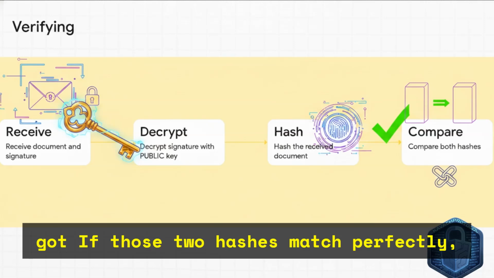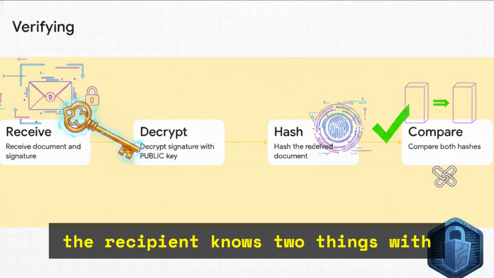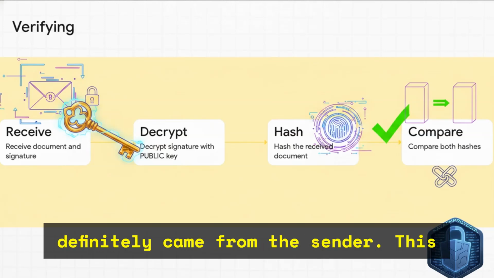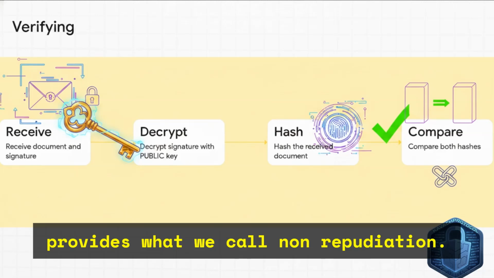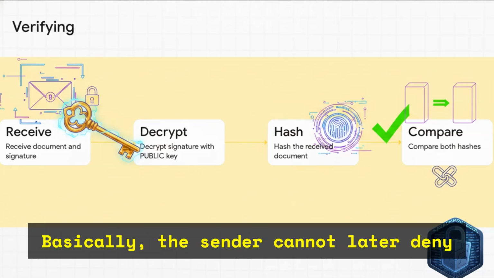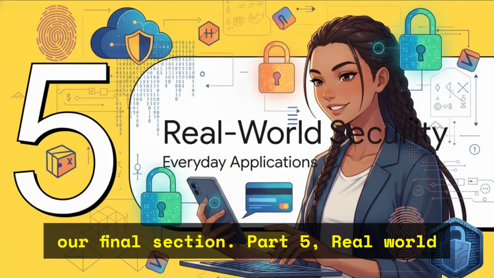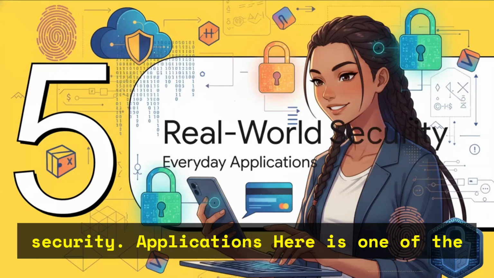If those two hashes match perfectly, the recipient knows two things with absolute certainty. The document wasn't tampered with, and it absolutely definitely came from the sender. This provides what we call non-repudiation. Basically, the sender cannot later deny that they signed it. Which leads us to our final section, Part 5, Real-World Security Applications.